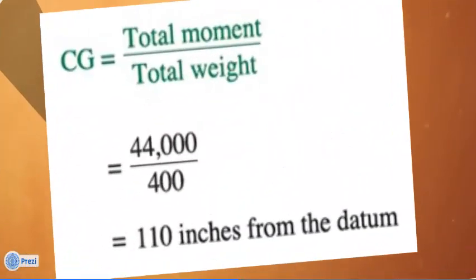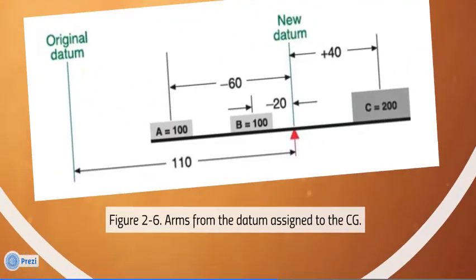Determine the CG by dividing the total moment by the total weight. If we substitute the values, it would be 44,000 divided by 400, which results in 110 inches from the datum. To prove this is the correct CG, move the datum to a location 110 inches to the right of the original datum and determine the arm of each weight from this new datum, as in Figure 2-6.